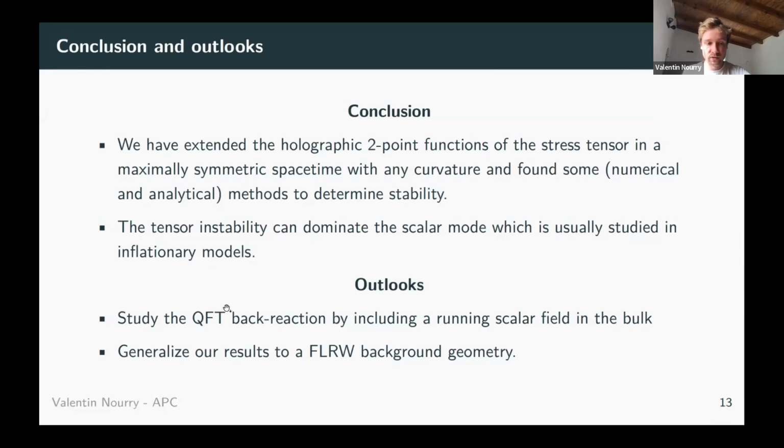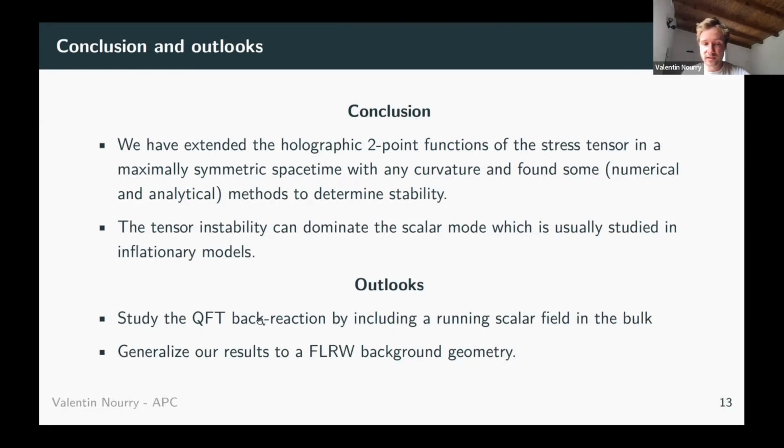And as an outlook, we can study the back reaction with a QFT and not a strongly coupled CFT. So the difference in the holographic procedure is just that we can include a running scalar field in the bulk, which back reacts also on the bulk geometry. Here, what we did was just take a bulk AdS5 with perturbations.